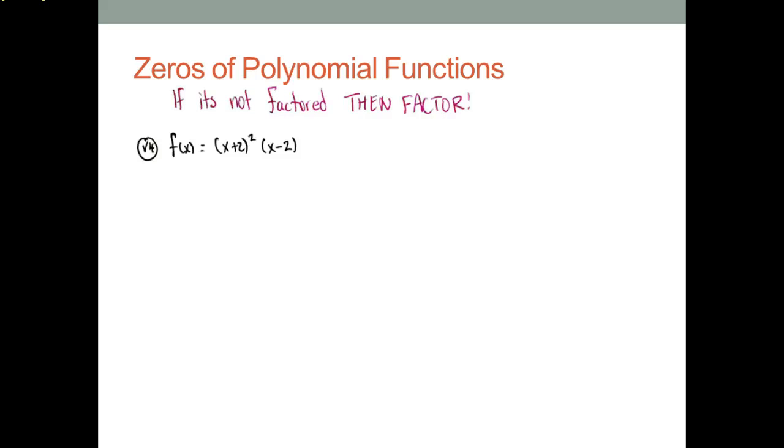So let's take a look at checkpoint 4. I've already factored it for you. So we're going to look at just the zeros. I'm going to use the zero product rule or the zero product principle, and square root both sides. So I have x plus 2 is equal to 0.